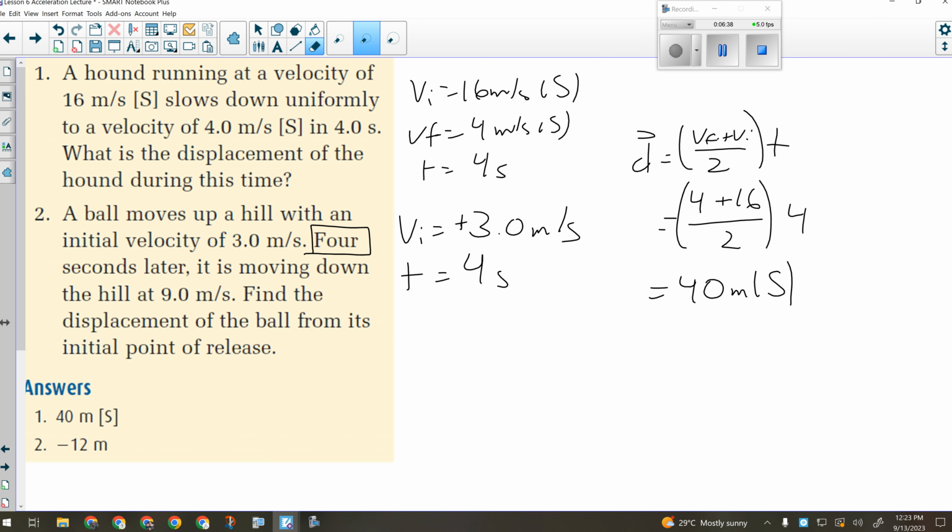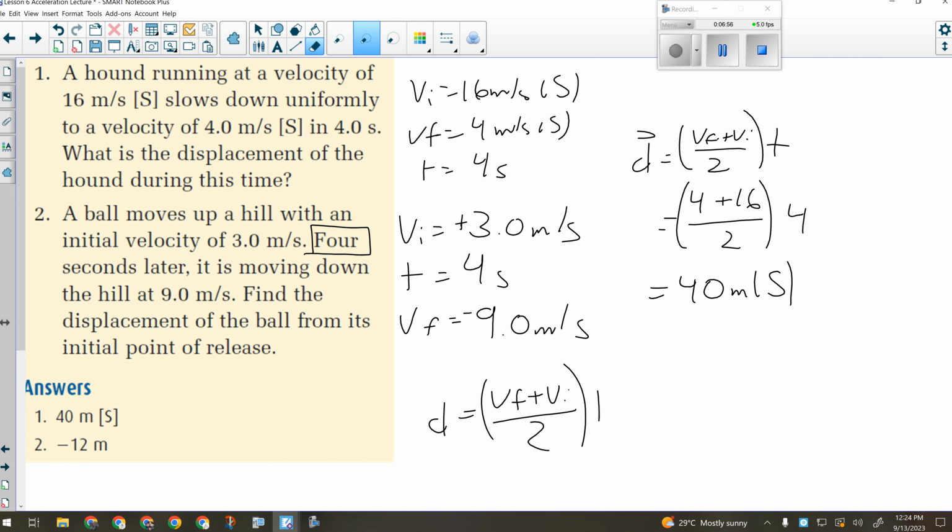It's moving down the hill at 9 meters per second, so that'll be our VF. That's going to be negative. Okay, find the displacement. So once again, I don't have to manipulate. That's nice. But I do have to keep in mind that one of my velocities, the final one in particular, is negative in this question. So negative 9 plus 3 divided by 2, times 4. Negative 9 plus 3 is going to give me negative 6. Negative 6 over 2 is negative 3. Negative 3 times 4 is 12 meters downhill.